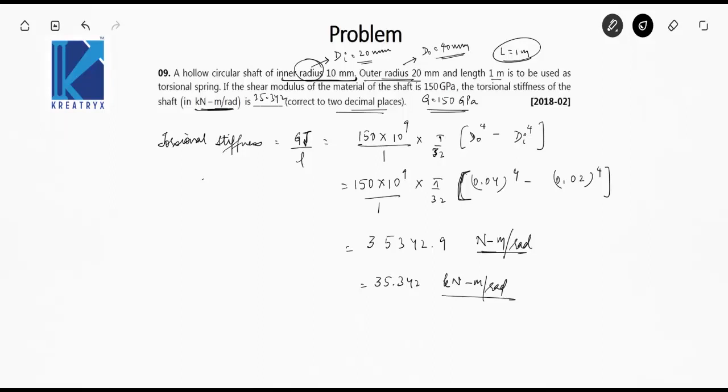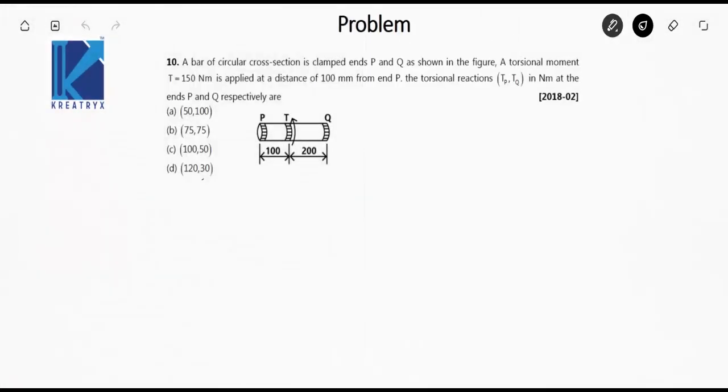So let's take on the last question from this chapter, torsion of shafts. A bar of circular cross section is clamped at ends P and Q as shown in the figure. A torsional moment T equal to 150 Newton meter is applied at a distance of 100 mm from end P. The torsional reactions TP and TQ you have to find. Again, a pretty simple question.